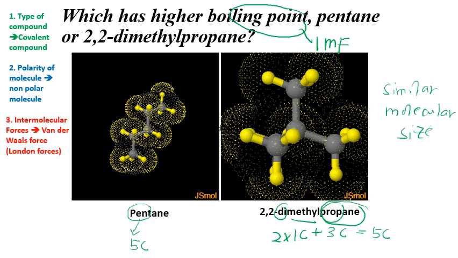So since they are nonpolar molecules, the type of intermolecular force is London forces, which is under the category of van der Waals force. Okay, so just now at the beginning, we already identified that both pentane and 2,2-dimethylpropane have similar molecular size. So in this question, if we want to determine the factor that will influence the boiling point, basically it will be the molecular shape.